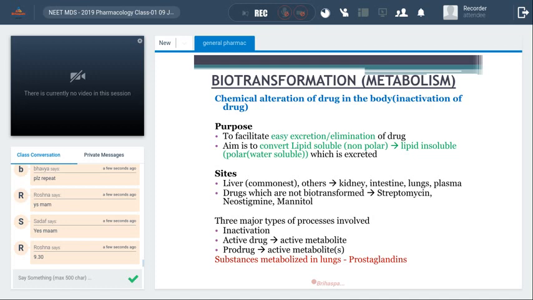Okay, we'll finish till 9:30 and we'll wind up. So we'll just briefly see about metabolism then. I told you we have finished absorption and distribution. We're coming to metabolism. That means the drug has got distributed to tissues. It has produced its effect. Now it has to get excreted.